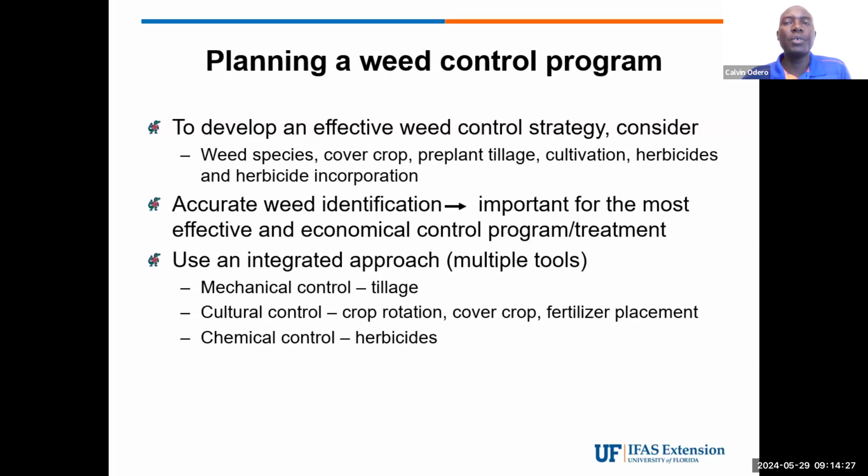And then you have to ensure that you use an integrated approach when it comes to management. So mechanical control, tillage, cultivation helps a lot. And of course, cultural control, things like crop rotation, using cover crops, correct fertilizer placement. And we mostly rely heavily on chemical control or herbicides, but it's good to use herbicides in combination with tillage in order to have a more effective control of some of the weed species that might be present in the field.